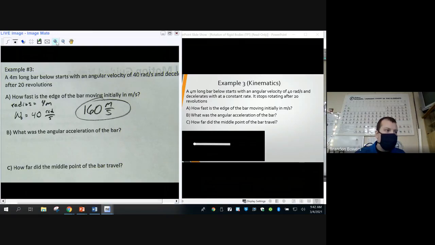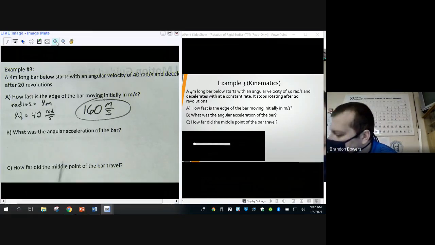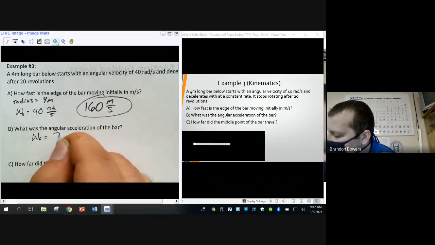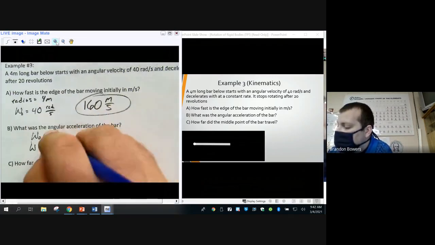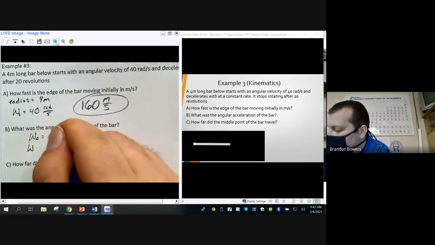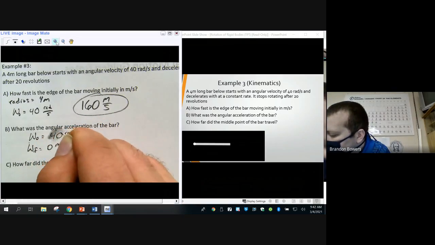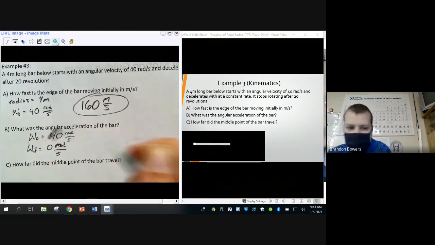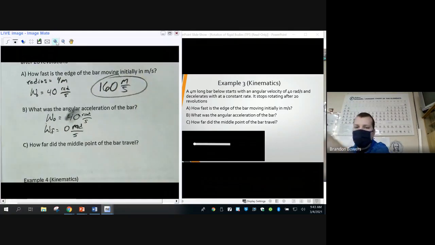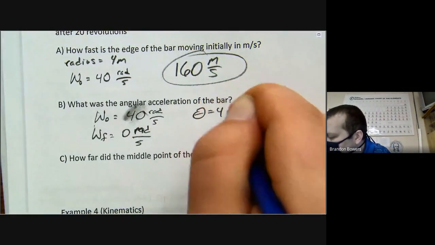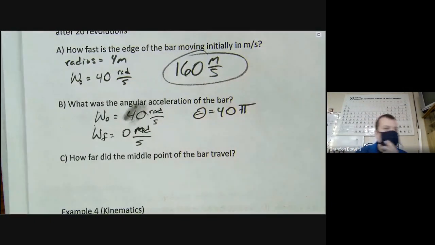Now let's write what we know. My omega initial was 40 radians per second, and my omega final is 0. We also know theta, which is 40 pi, and we need to solve for alpha. That's all we need.